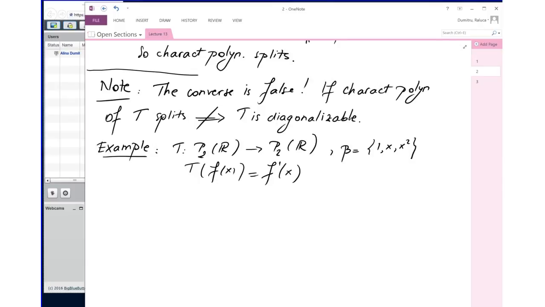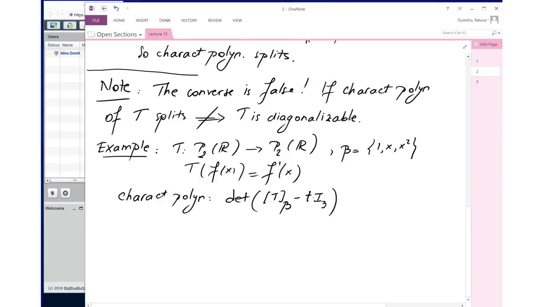So let's look at its characteristic polynomial first. I'm just going to say that the characteristic polynomial is the determinant of the matrix of T in any basis beta, like the one above, minus t identity, we're working in dimension 3 here, right? So t times identity 3 by 3. All right, so what do we get here? What is the matrix of T in the basis beta? First, when you apply T to the first vector, which is 1, you take the derivative, you get 0, right? So the first column is 0, 0, 0.